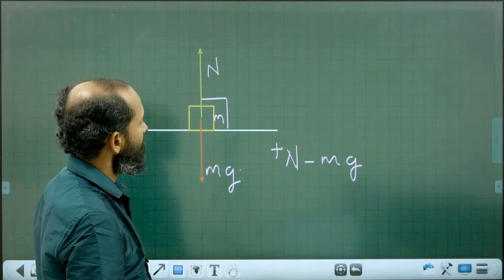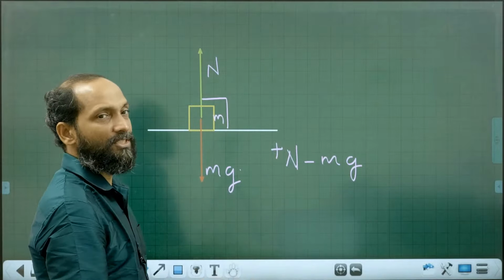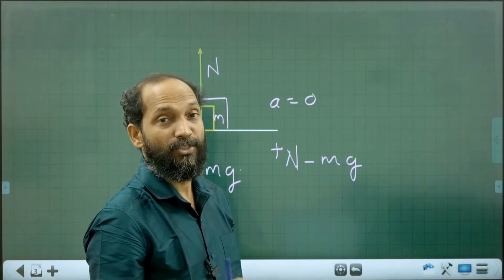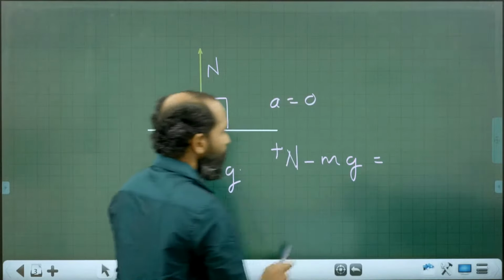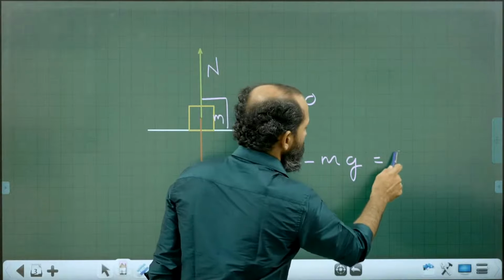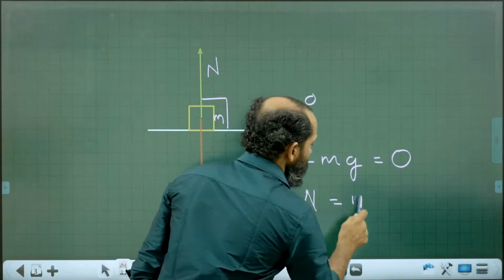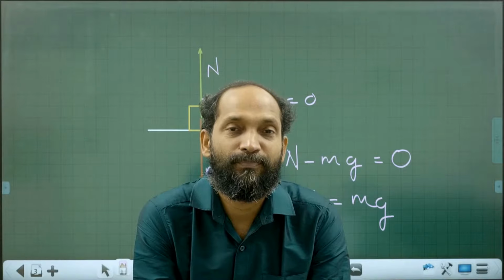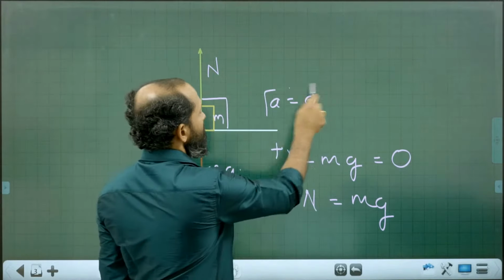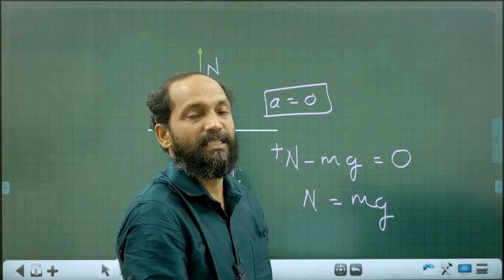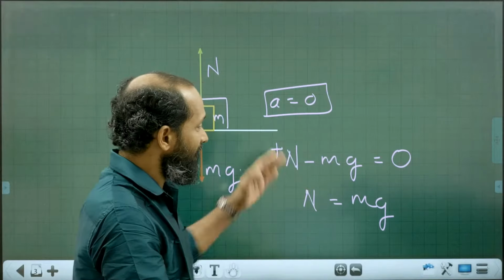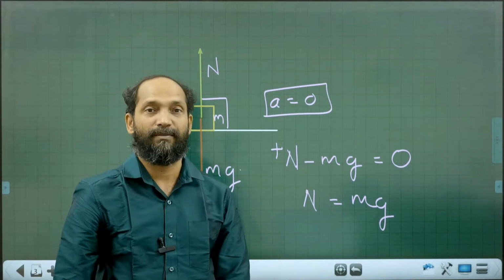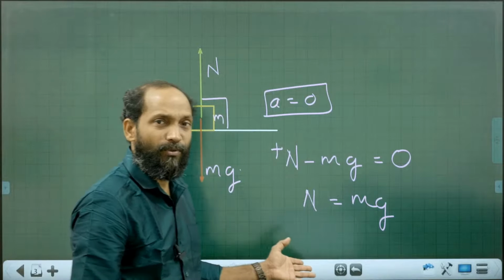Now, as this platform over which the book is kept is not seen to be accelerating, the acceleration of the system is known to be zero. That is why the sum total of all vertical forces acting on this system is zero. Then only we say that N is equal to mg. So N equal to mg is not necessarily true. It is true only because the acceleration of the system is zero. N equal to mg comes out to be the consequence of zero acceleration of the system. But always N is not equal to mg.